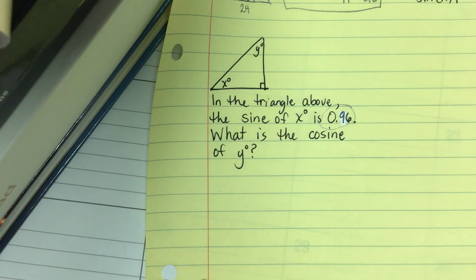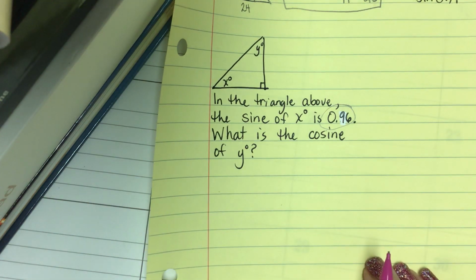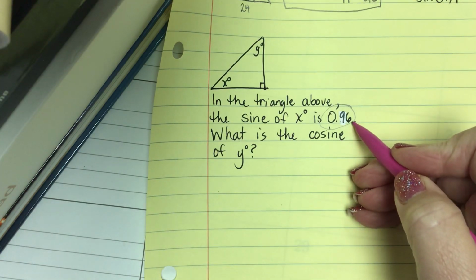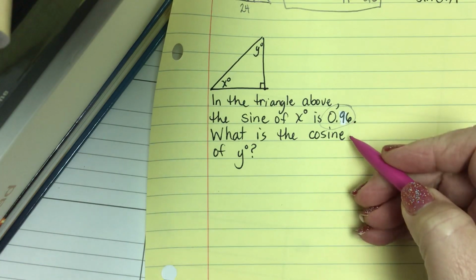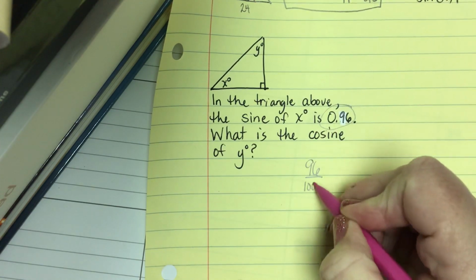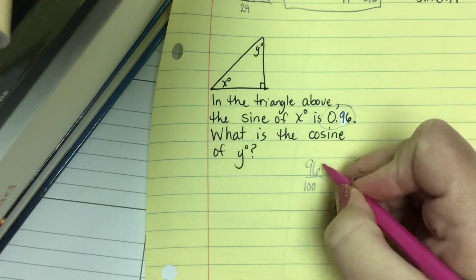I want to write that as a fraction, and many students are like, Miss Bibb, I don't know how to do that. How do I write that as a fraction? Well, I always say to the students, read it properly. 0.96, if you read that properly, that's 96 hundredths. 96 hundredths. Reduce that fraction.